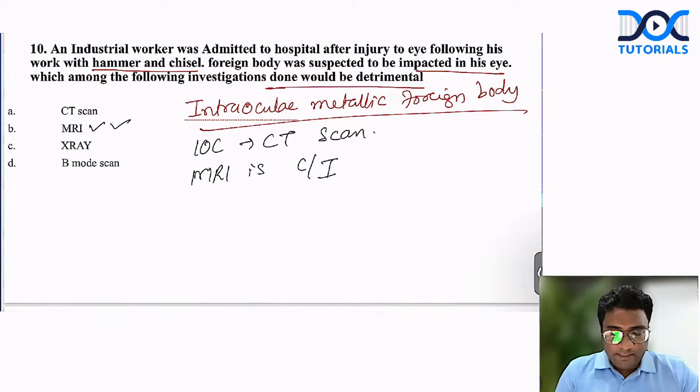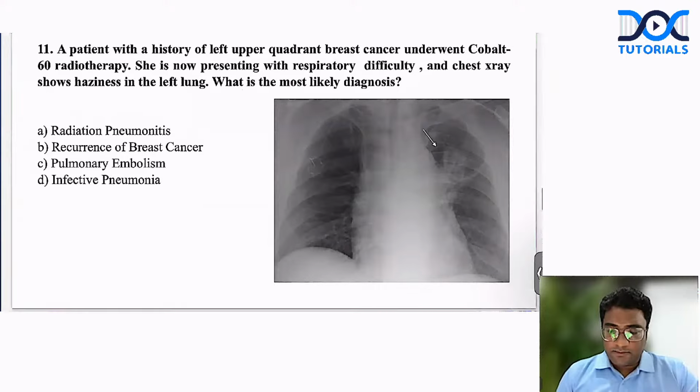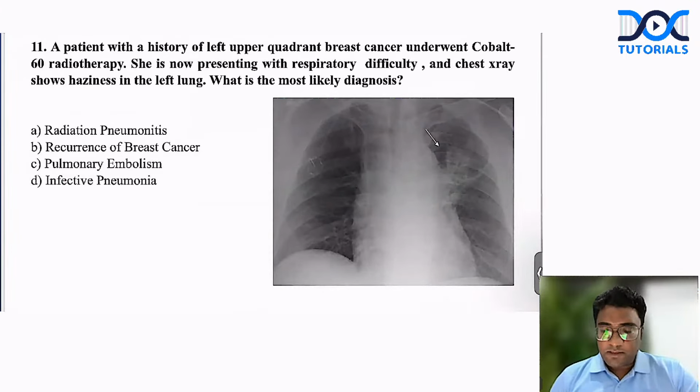So obviously it is a metallic foreign body or iron foreign body. You will have the iron foreign body inside. So obviously MRI should be contraindicated. So this patient who is working with hammer and chisel sees a flying foreign body in the orbit, think of intraocular metallic foreign body. Investigation of choice is CT, but here the question is asking detrimental. Answer should be MRI.